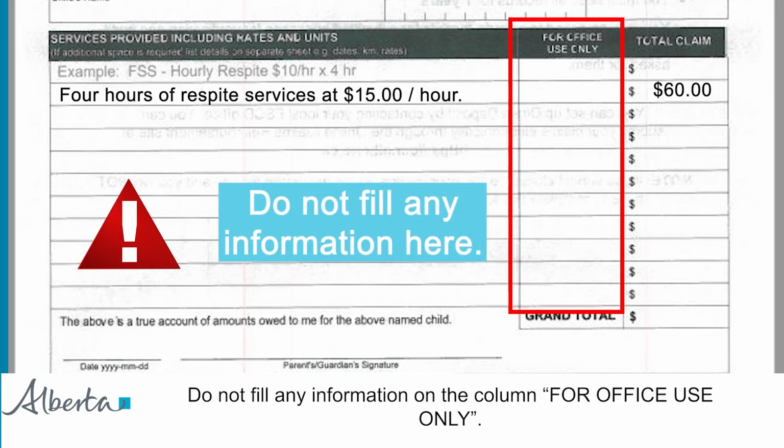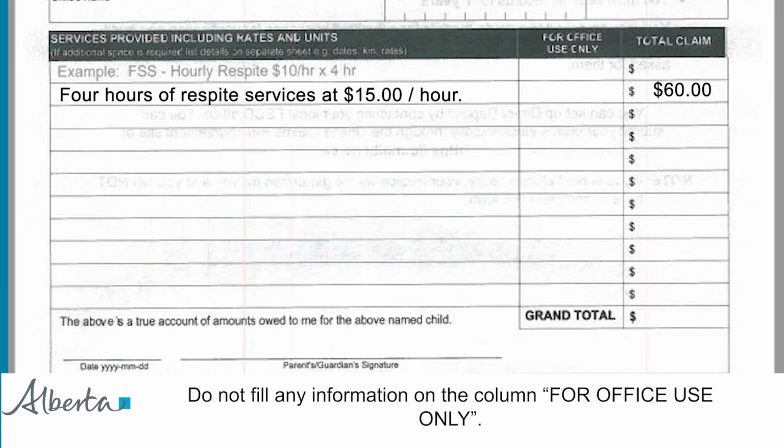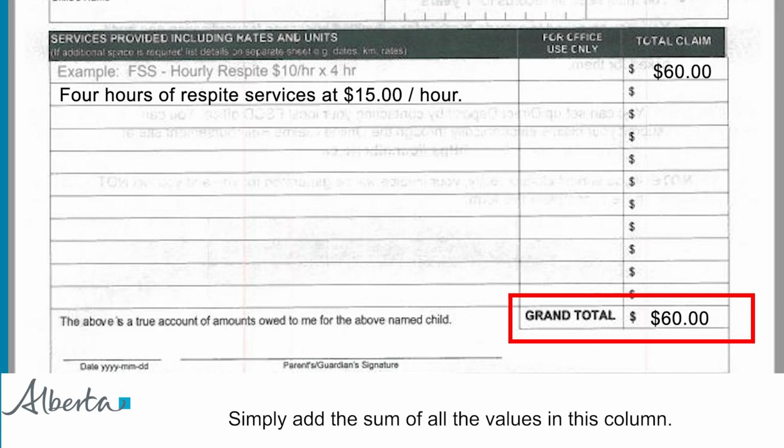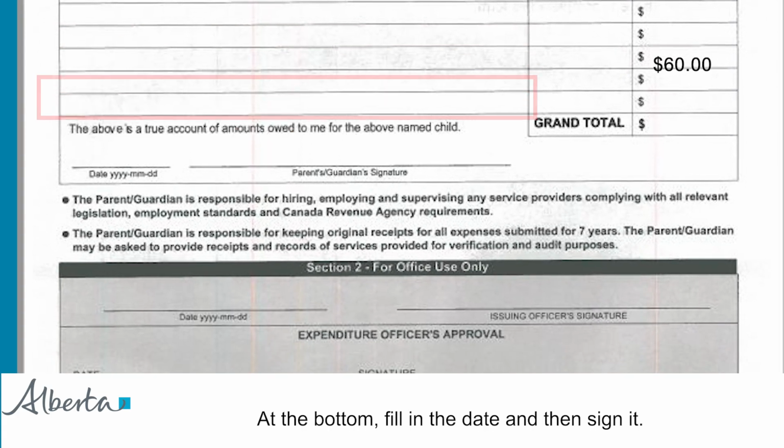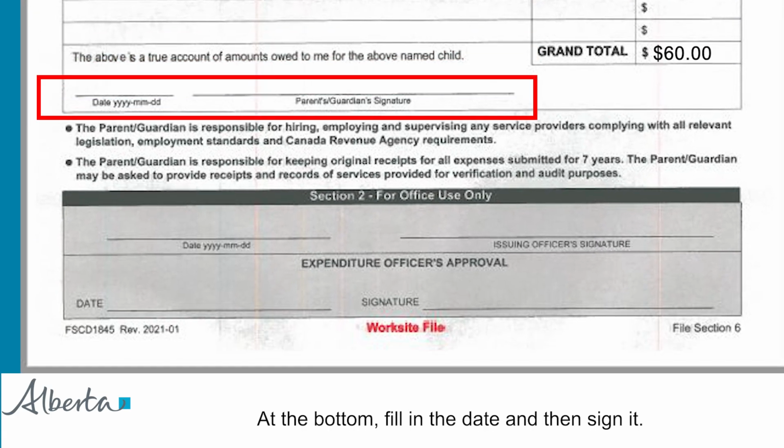Do not fill any information on the column for office use only. Grand total, simply add the sum of all the values on this column. At the bottom, fill in the date and then sign it.